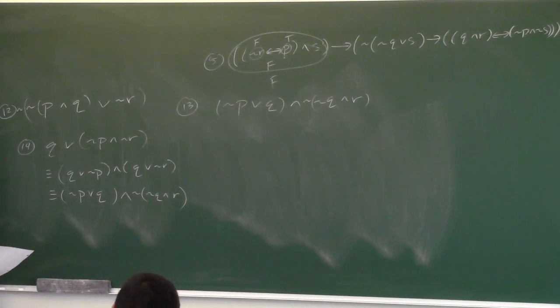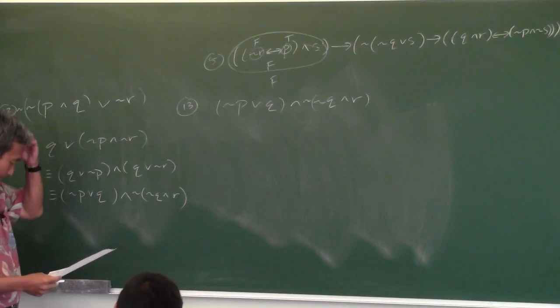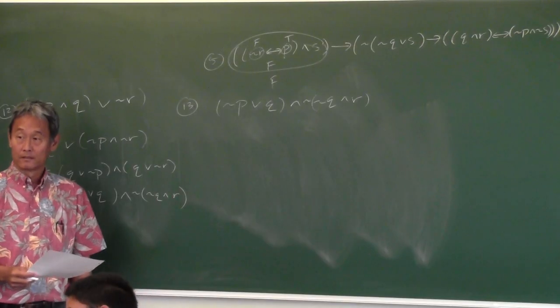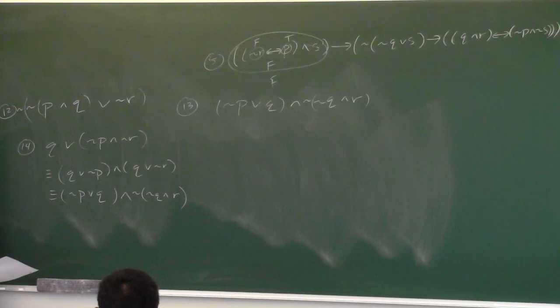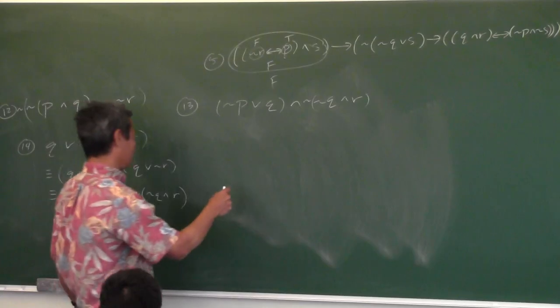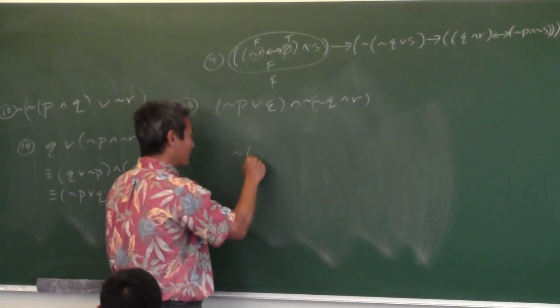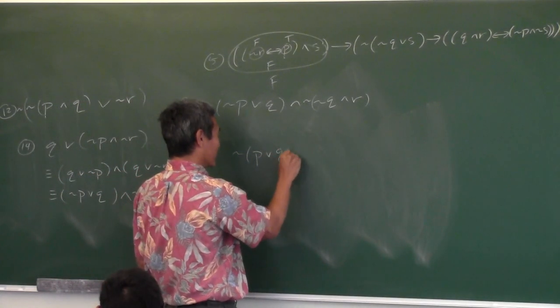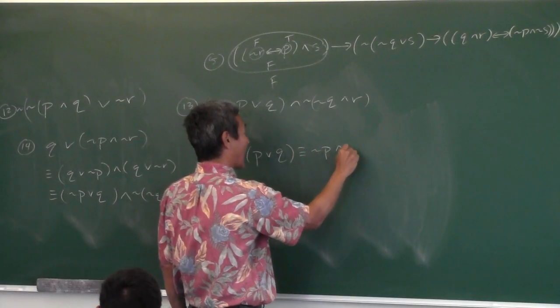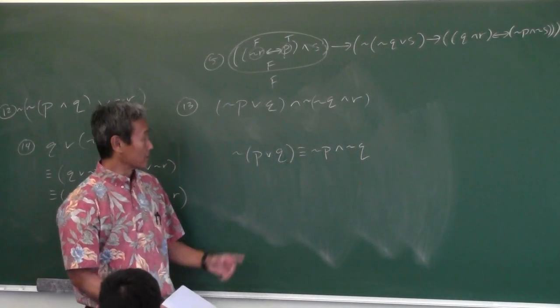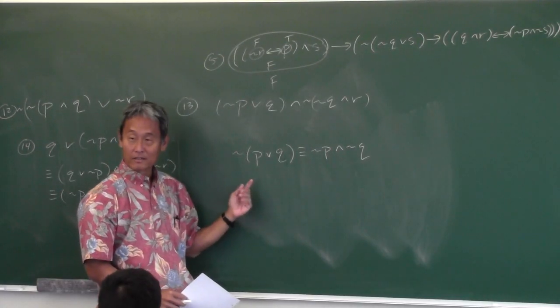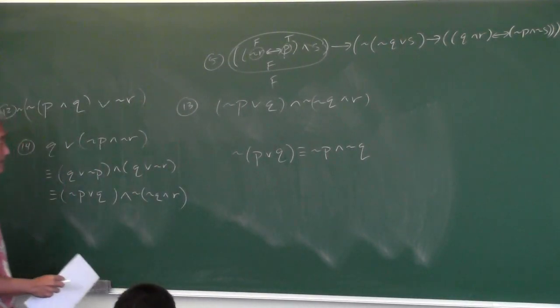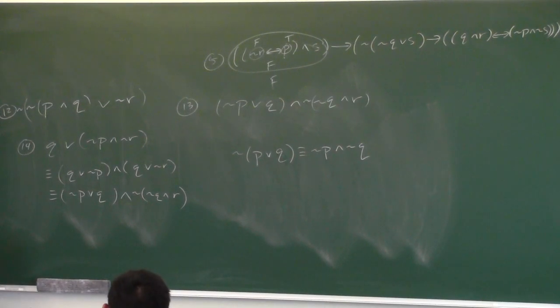No, but I like doing stuff the long way, Mr. Park. Okay, then make the truth tables. So when you factor out the negation, the or turns into an and? Yeah, okay, remember De Morgan's law. What's that? Not P or Q is logically equivalent to not P and not Q, right? So it's just like going the other direction, right? Yeah. That's De Morgan's law. Okay, any other questions on this?